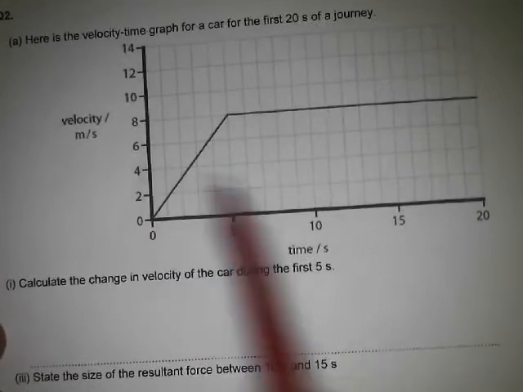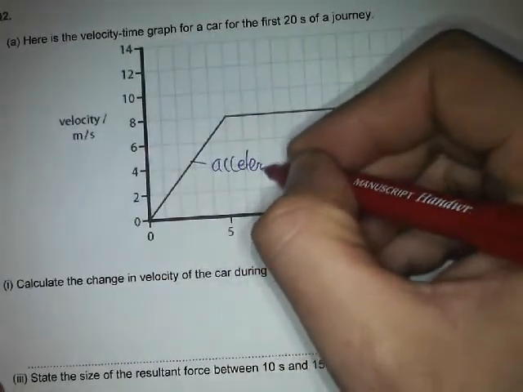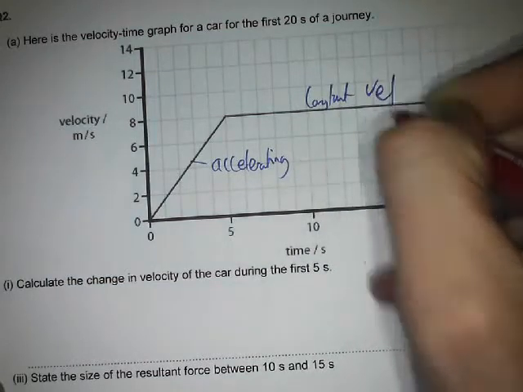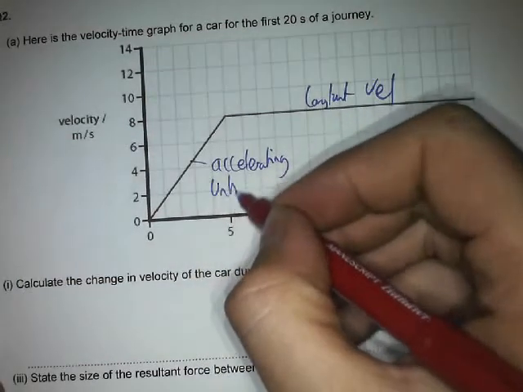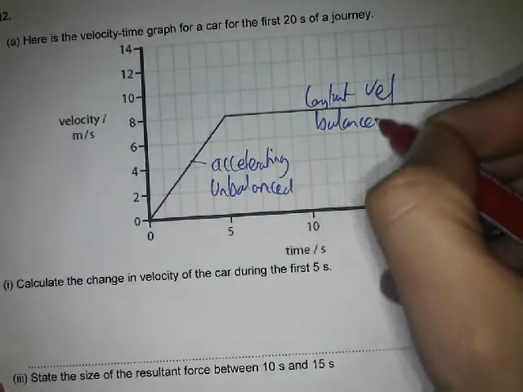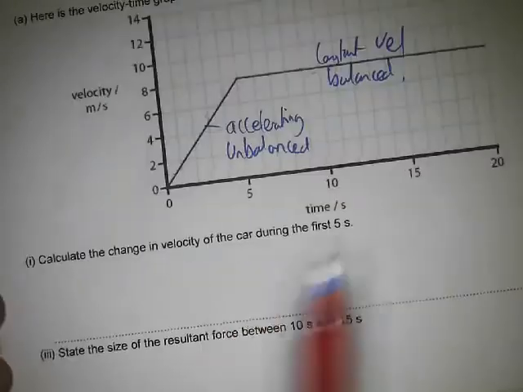And last one, we've got a velocity time graph here. So even before you tackle the questions, you should think, right, that's accelerating there. That's constant velocity. That's unbalanced. That's balanced. So you have to write it down in your exam, but in your head you should be thinking, right, I know what that means already. Let's see what the question says.